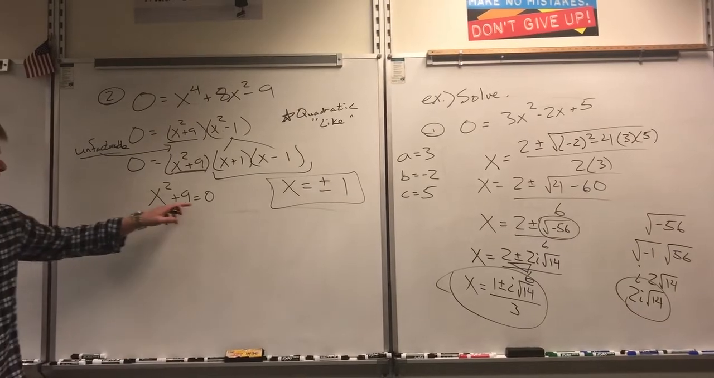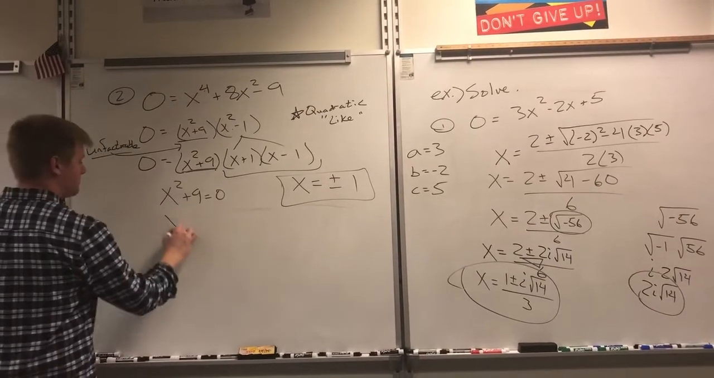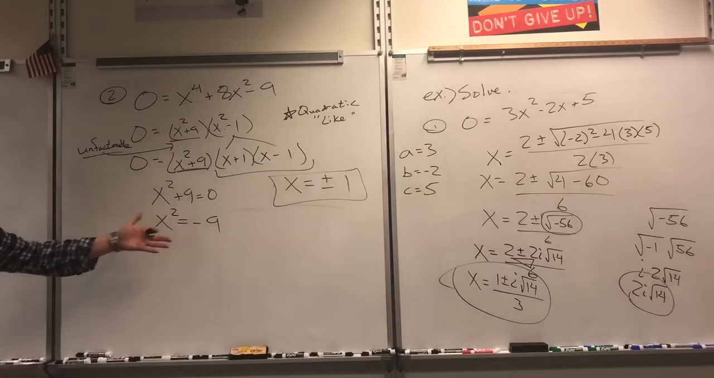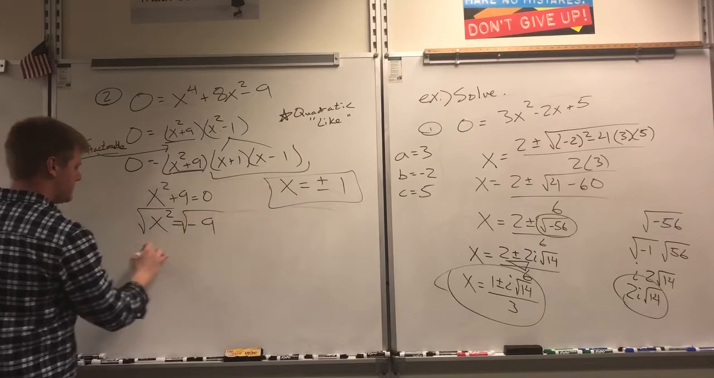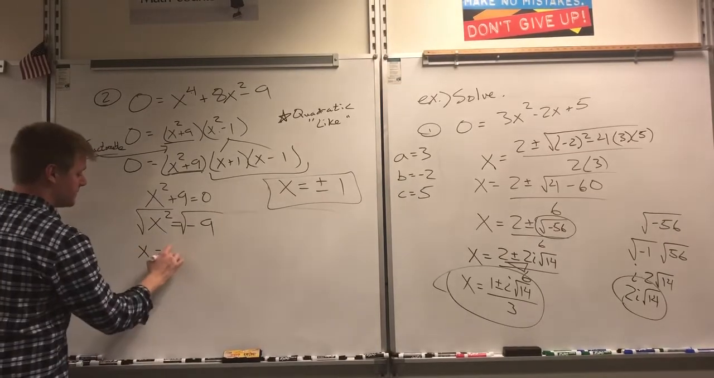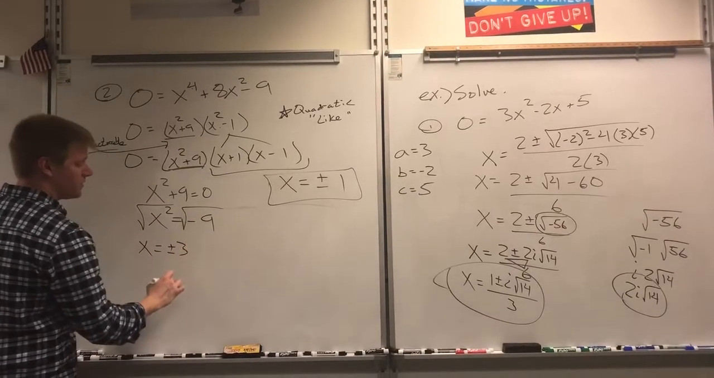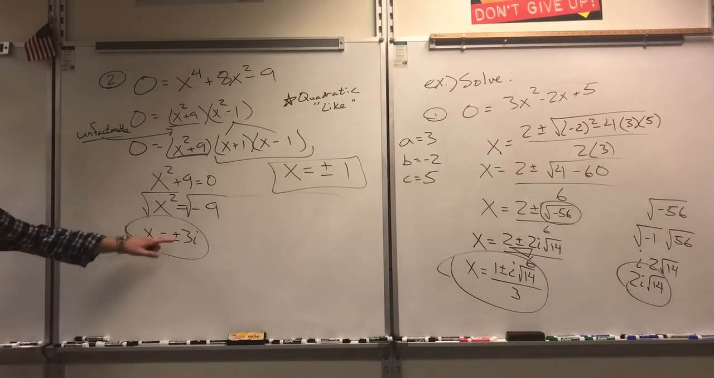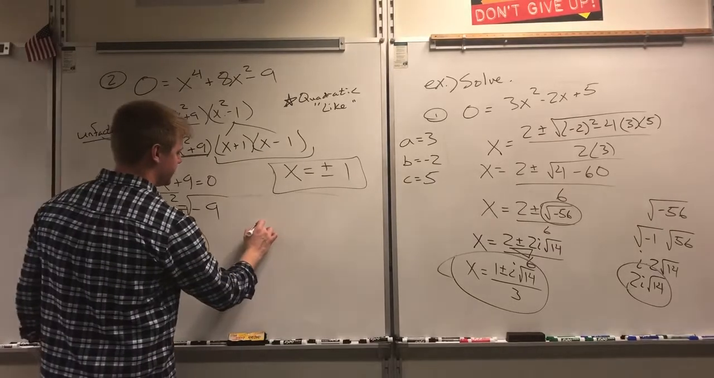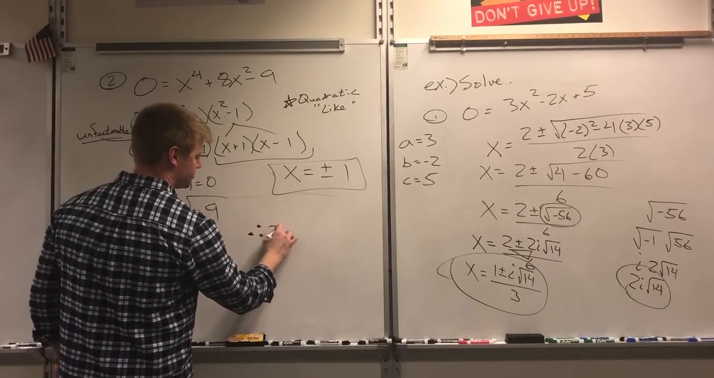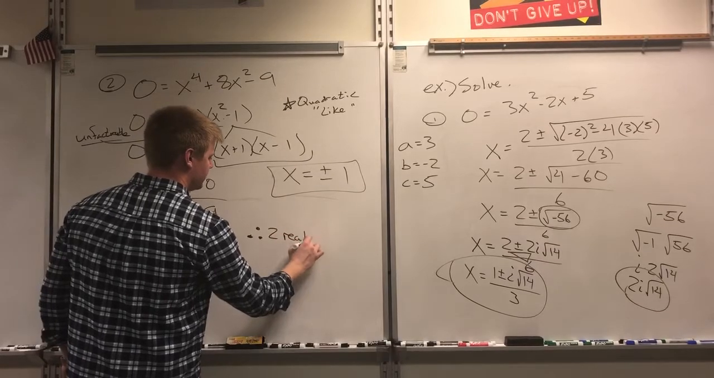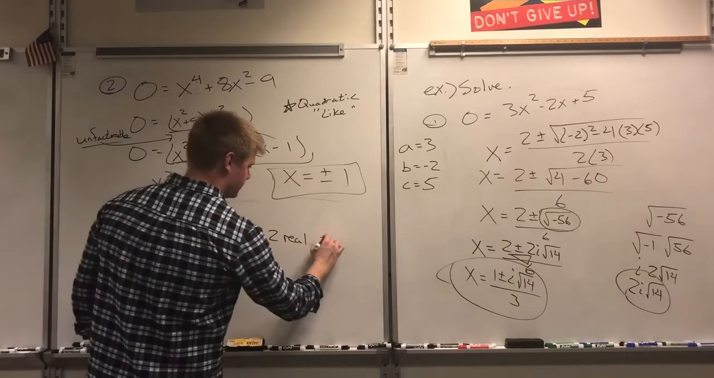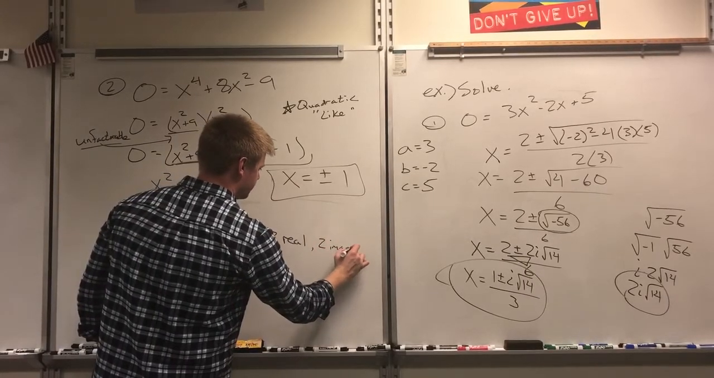Take x squared plus 9, set it equal to 0, subtract 9 from both sides, and now look what we're left with. We're taking the square root of a negative number, which is an imaginary number. Just remember plus or minus, square root of 9 is 3, square root of negative 1 is i. So there we go. 4 solutions total, 2 real, 2 imaginary.